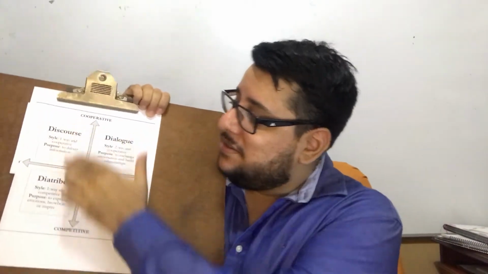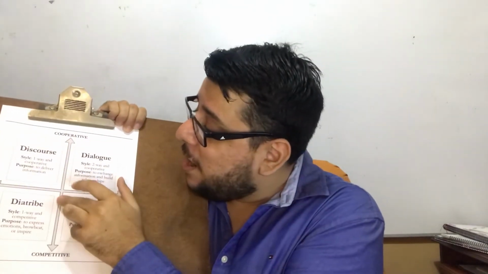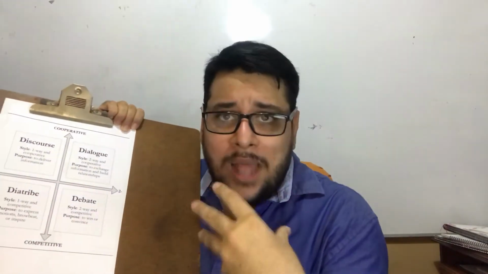Maybe sometimes you've seen a person in the marketplace complaining about the government and just talking about the government on and on without stopping. Maybe you're in front of a diatribe. Now, both discourse and diatribe are one way methods of conversation.